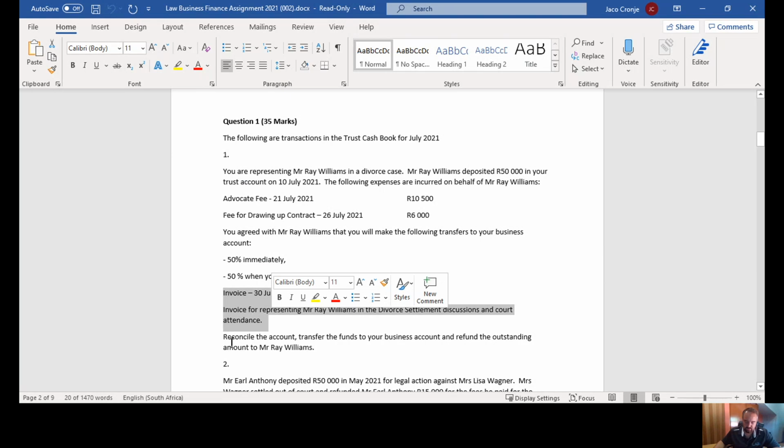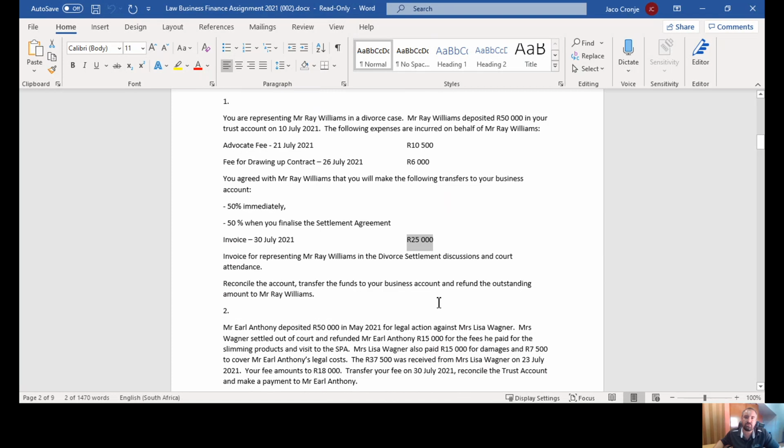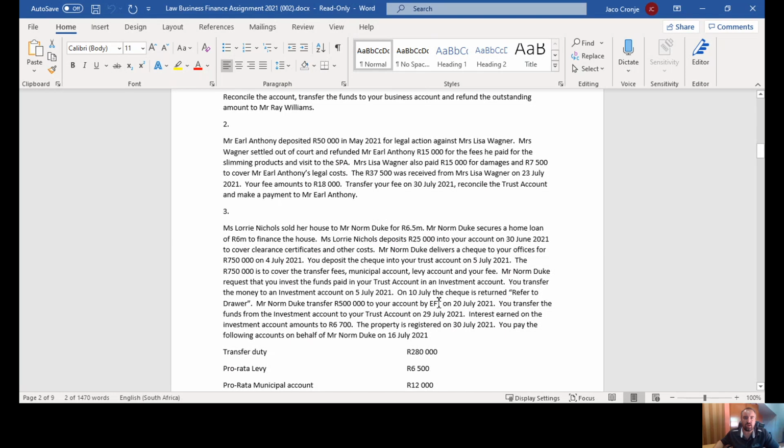So then it says reconcile the account, transfer the funds to your business account, and refund the outstanding amount to Mr. Ray Williams. So basically what you are going to do is transfer this full 25,000 Rand to your business account, and whatever is then remaining in Mr. Williams' trust account will then be transferred back to him. Okay, but that's still rather simple. It's all just in and out bank transactions. Okay, let's read number 2.